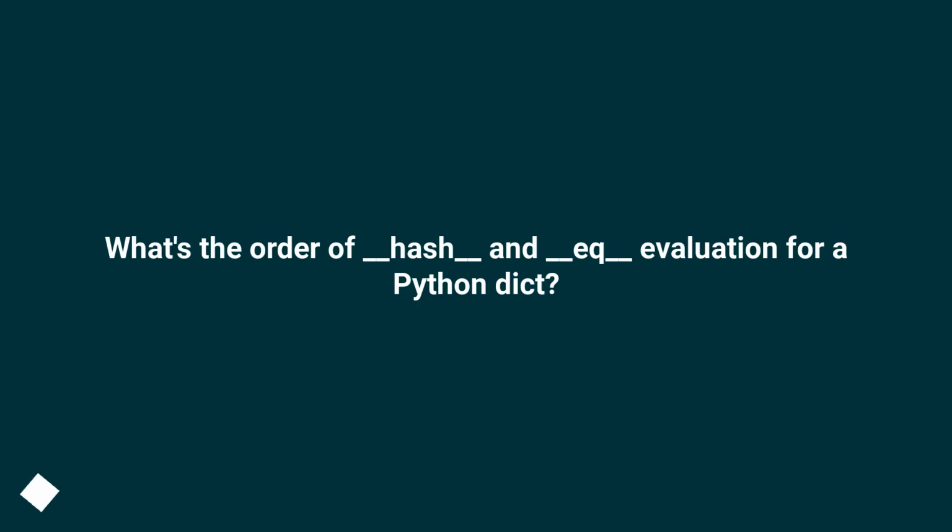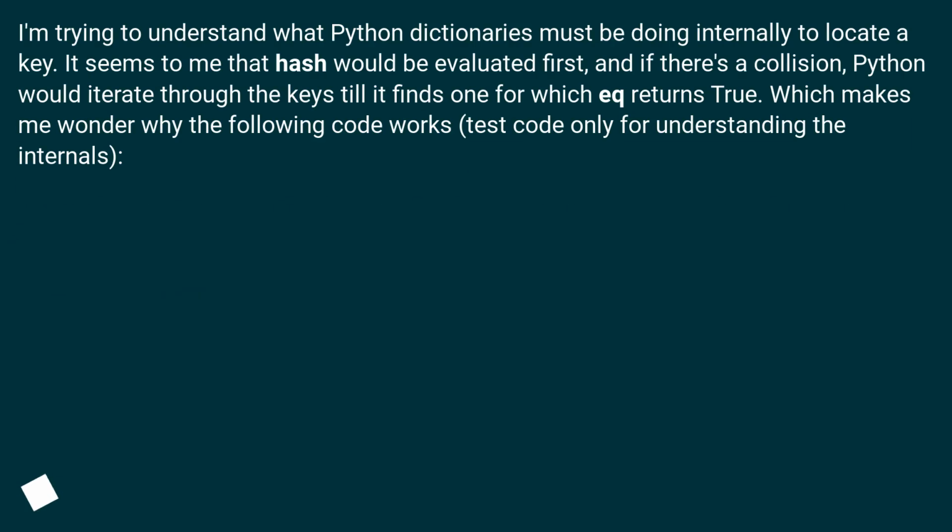What's the order of __hash__ and __eq__ evaluation for a Python dict? I'm trying to understand what Python dictionaries must be doing internally to locate a key. It seems to me the hash would be evaluated first, and if there's a collision, Python would iterate through the keys till it finds one for which __eq__ returns true.